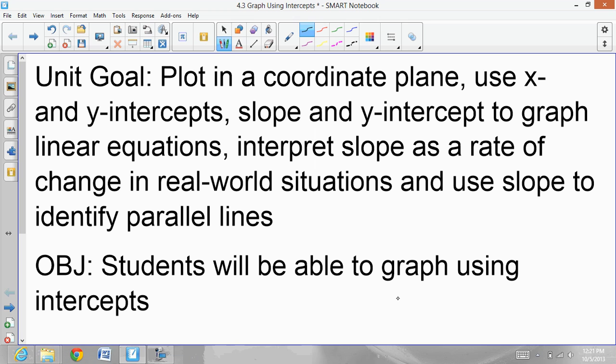You will be able to graph using the intercepts. Make sure that you are writing everything in your notebook, and we are on chapter 4, lesson 3, graphing using the intercepts. And this is the unit goal that goes with chapter 4.